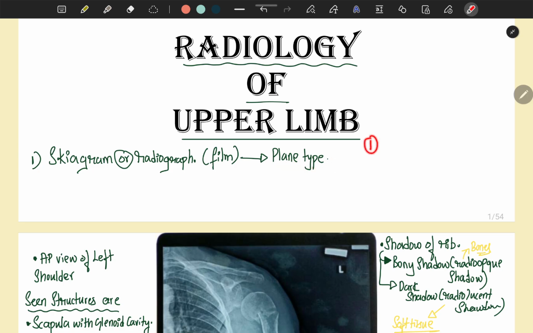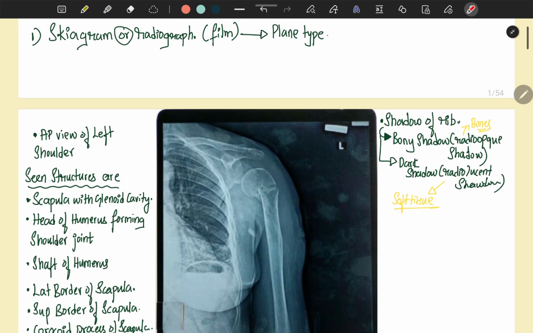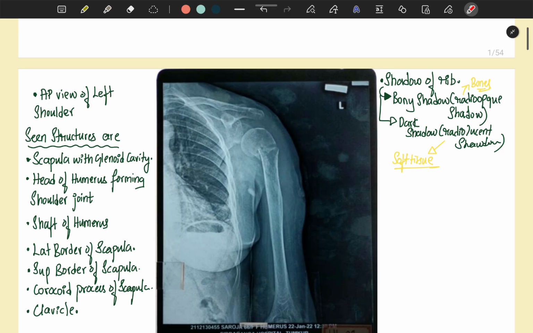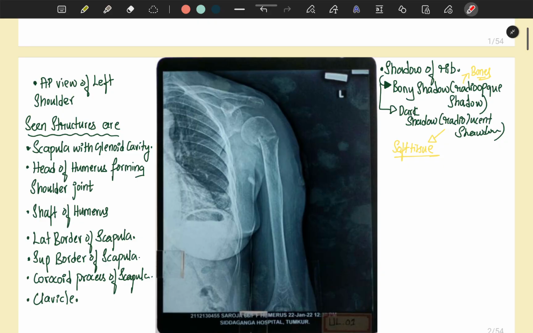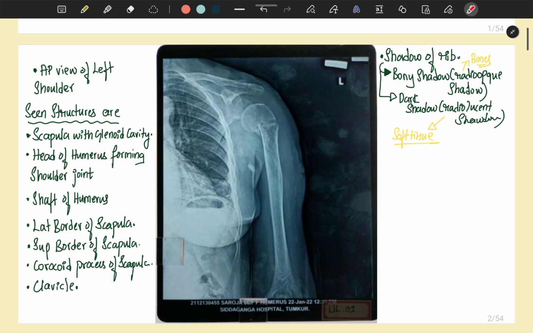So the first point you must say is the plane type. And next the view, that is anterior posterior view or posterior anterior view. In the upper limb X-ray, most of the X-rays are AP view, that is anterior posterior view. And next you must say which side, that is left side or right side, which will be written in the X-ray sheet. You can see it.